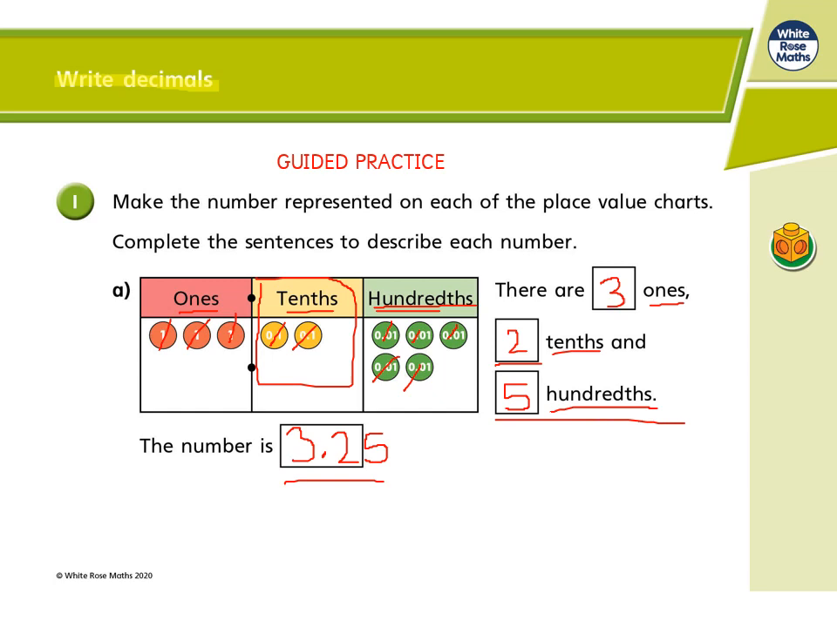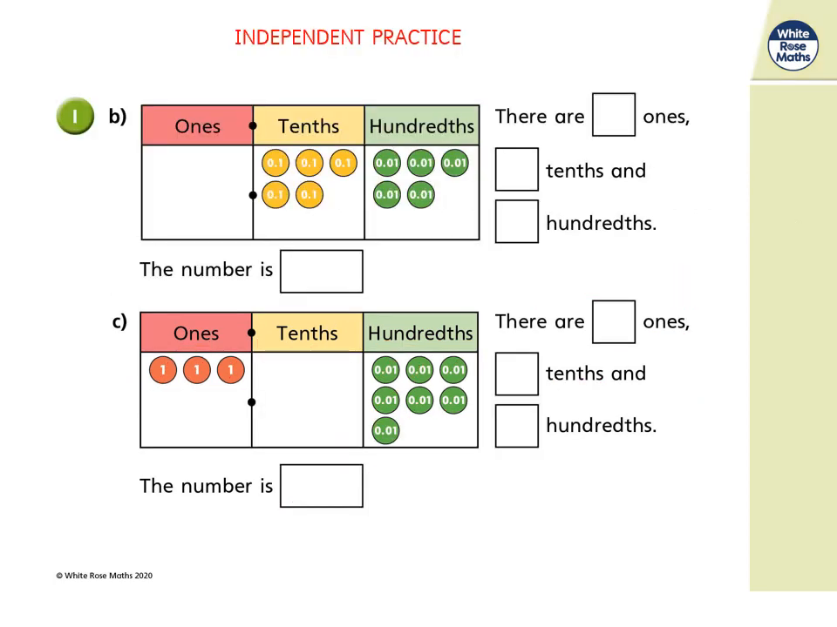So we've got the actual decimal. Here we've got it partitioned into the ones, the tenths and the hundredths, and here you've got the visual representation of what it looks like on a place value chart using counters. So there are 3 ones, decimal point, and then 2 tenths and 5 hundredths, which makes the decimal 3.25. Now looking at our independent practice, I'd like you to look at these questions and do the exact same on your worksheet.